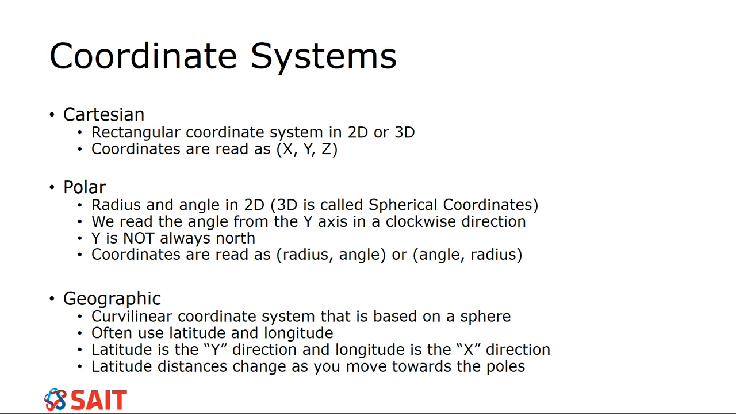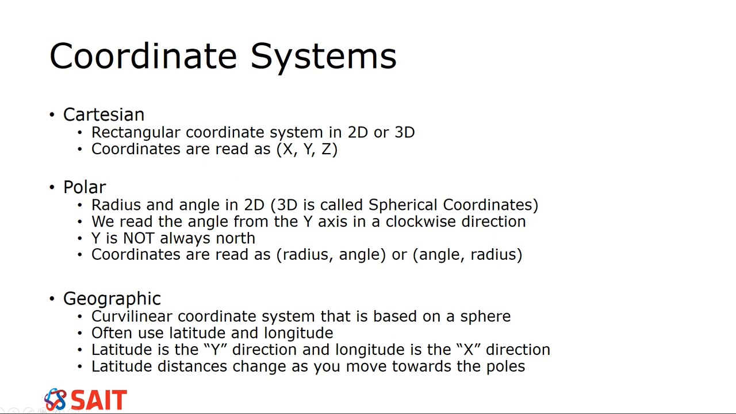And I also want to point out that y is not always north. We often have north pointing up, but sometimes north is pointing towards you. Sometimes north is pointing to the side. It all depends on the coordinate system that you are working with. So don't assume that y is north, because it may not be. Z might be north. X might be north. It just depends on the coordinate system. So when we're using polar coordinate systems, we have our radius and angle, or sometimes it's written as angle and radius. It is not written as the Cartesian coordinates.